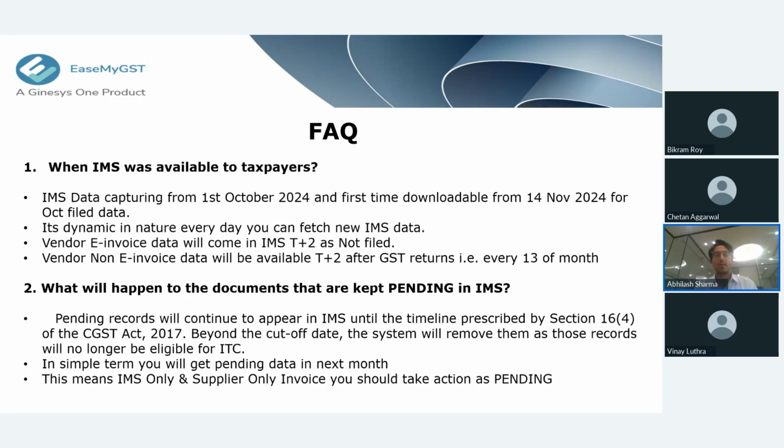The second FAQ was: what will happen to the documents that are kept pending in IMS? Pending records will continue to appear in IMS until the timeline prescribed by Section 16 of the CGST Act 2017. Beyond the cutoff date, the system will remove them as those records will no longer be eligible for ITC. In simple terms, you will get pending data in the next month. This means for IMS-only, supplier-only invoices, you should take pending action as pending.